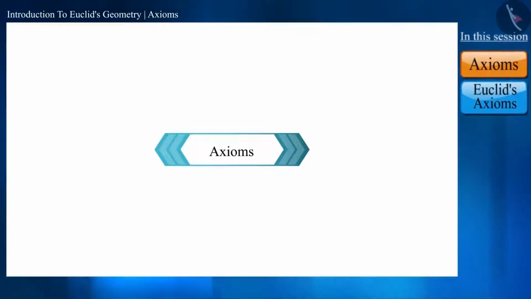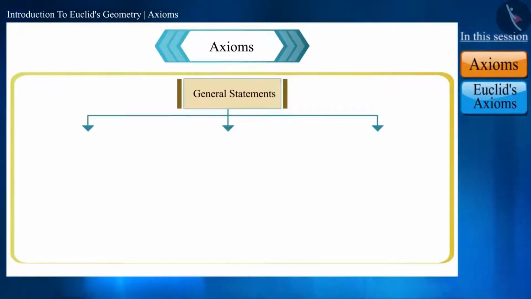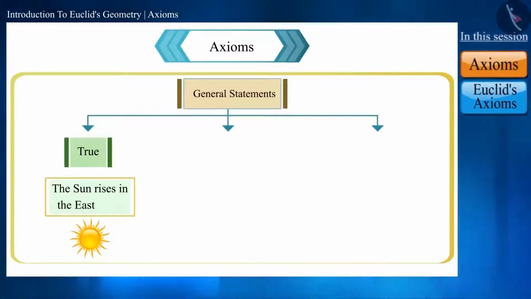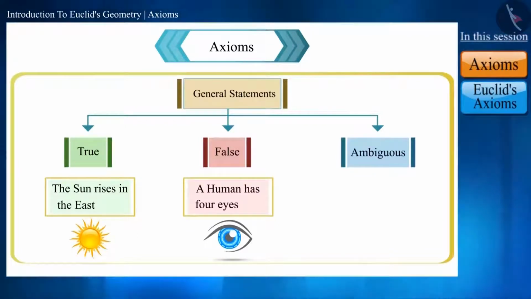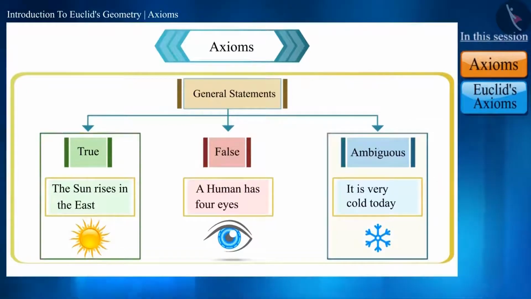Let's understand the meaning of axioms first of all. Friends, there are generally three types of statements. One that is always true, such as the sun rises in the east. It is universally true. And the other which is always false, such as a human has four eyes. And the third one, ambiguous, that is a sentence that depends upon something, such as this statement: it is very cold today. It is possible that there may be someone who is not feeling cold or maybe at some place where it is not cold. Therefore, this statement cannot be classified as true or false.